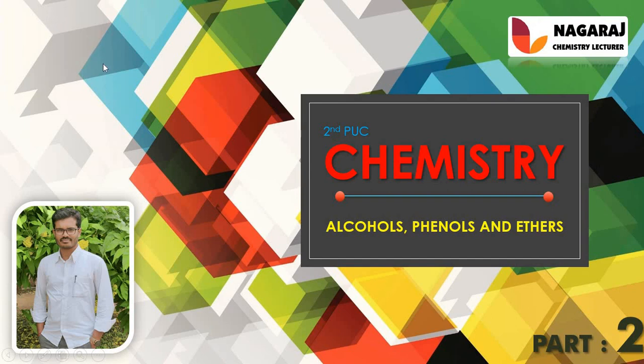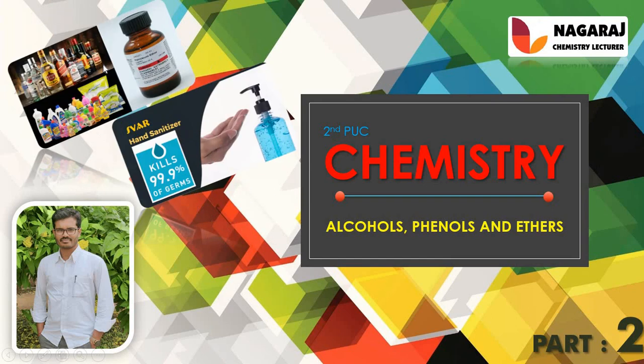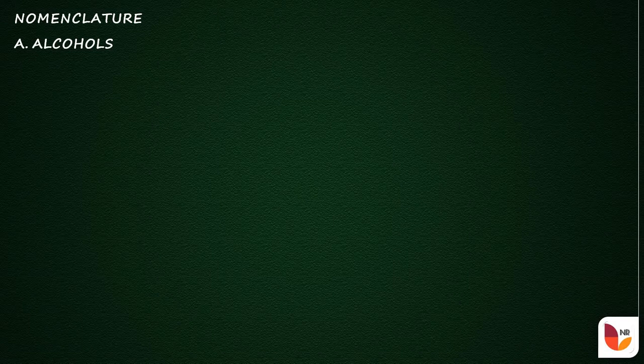Hello students, in the last class we learnt about the classification of alcohols, phenols and ethers. In today's class, let us understand about the nomenclature of alcohols, phenols and ethers. Let us see one by one. First one, nomenclature of alcohols.